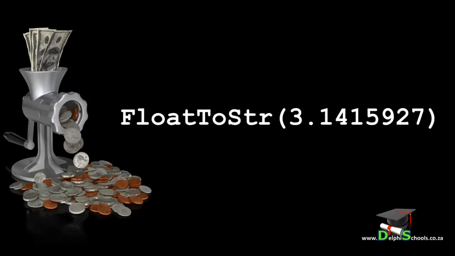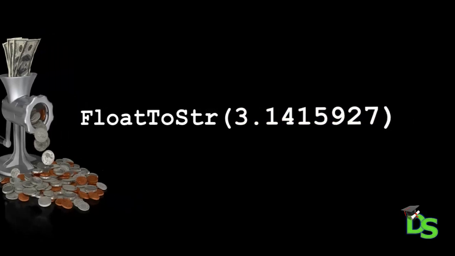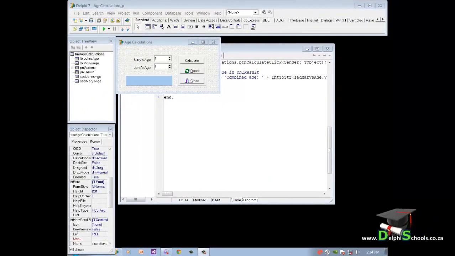Remember, I mentioned that a real number is also known as a floating point number. The FloatToStr function receives the real number as an argument and then converts it to a string. The result can be assigned to the caption property or added to the lines property. Let's go back to Delphi's IDE again and try this out with a practical example.